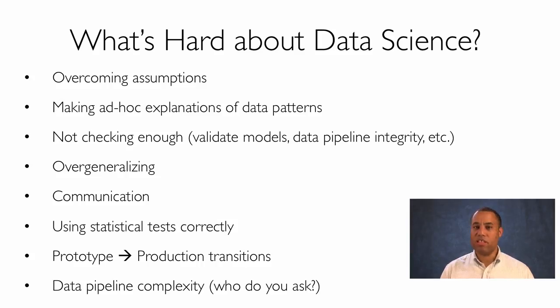Now, what makes data science difficult? Many things. First, we have to overcome assumptions and making ad hoc explanations of data patterns. And this is just human nature. When we see something, we immediately see a pattern. And it's very hard for us to overcome that pattern that we saw and really understand, was that just something that, sort of like an optical illusion, or was it really a significant pattern?